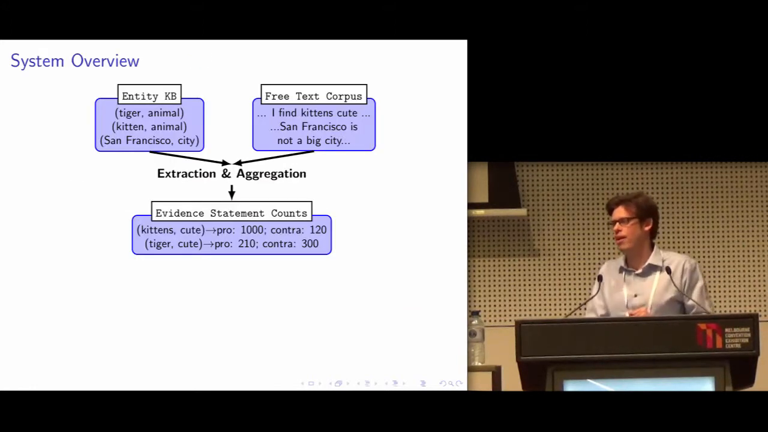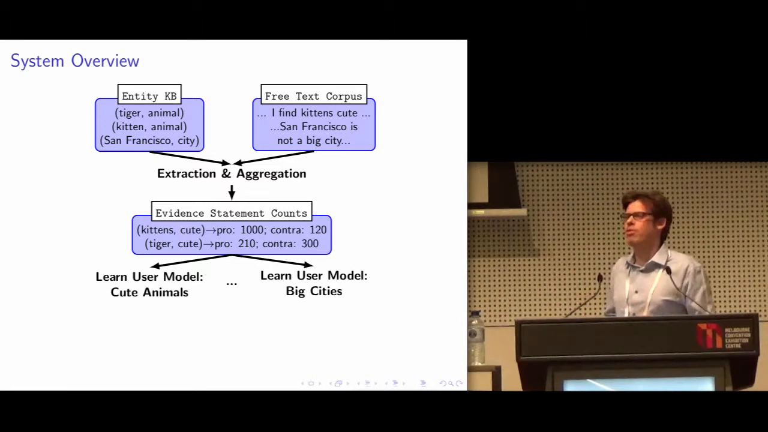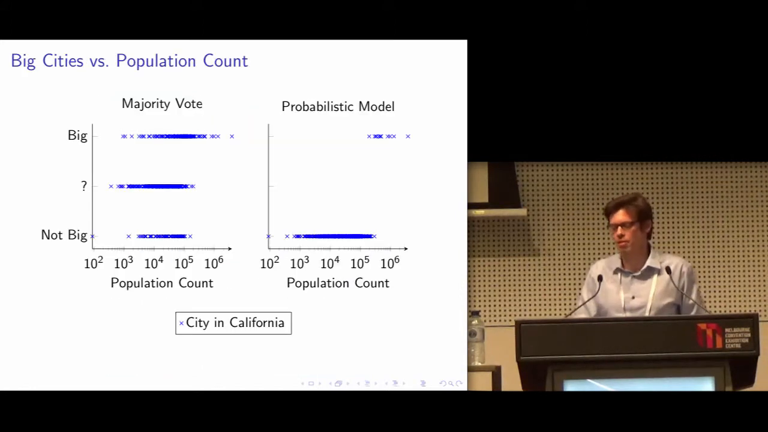After the extraction phase, Surveyor learns type and property-specific probabilistic models of user behavior that will help us to correctly interpret those statements. So we learn one model for cute animals and a different model for big cities, and then we use those models in order to interpret the statement counts about single entities that we have encountered. And now I'm going to give you a little impression why it is useful to have this probabilistic model.